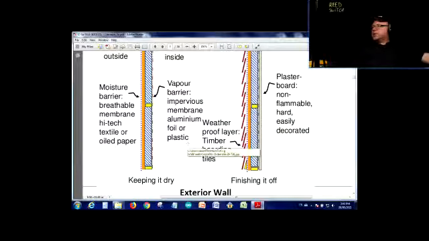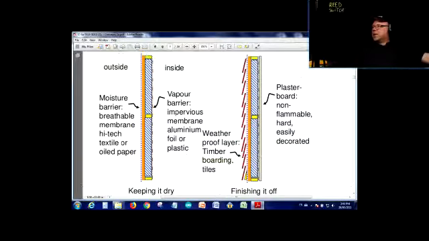Okay, so now here's the moisture barrier. Okay, breathable membrane, high-tech textile or oiled paper. Right? Key thing is breathable. It has to breathe. It has to be able to breathe. You don't want this thing to be completely sealed, because if it is, something else can happen.